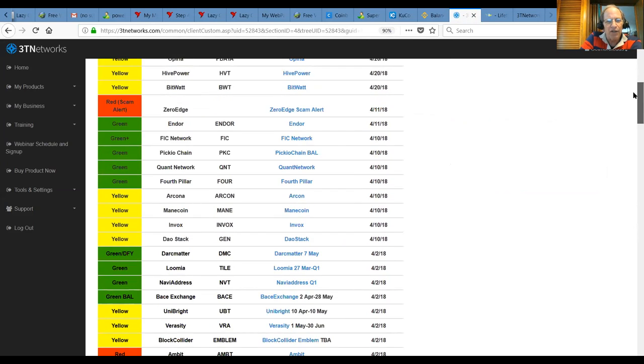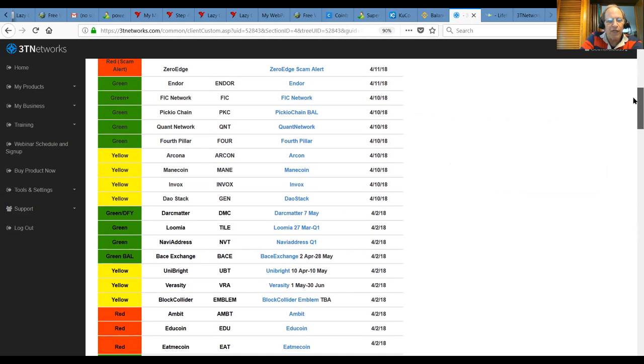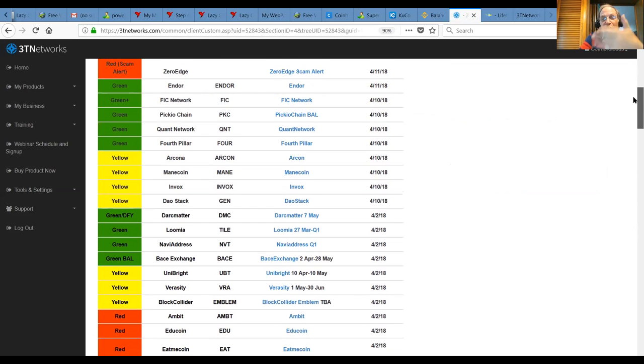Then yellow, then you get a green. When it's green or green plus, it's a relatively safe investment because of research. This is not investment advice. They do the reports, and then you look at the green coins, and if you resonate with the purpose of the coin and you feel comfortable with where they're at, and you have some disposable money you'd like to invest, then buy some of these green coins.